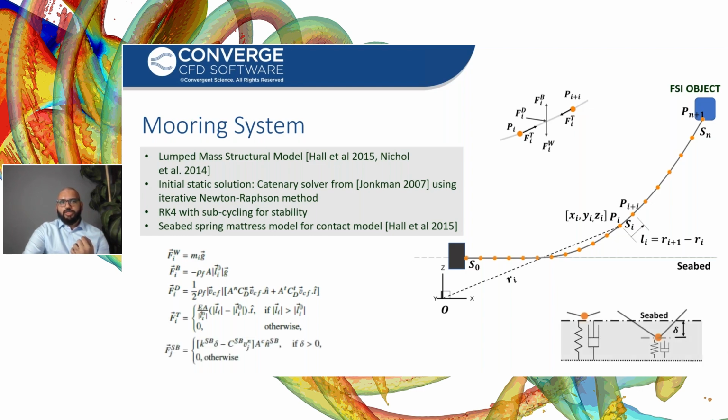And with that, we get a system of algebraic equations. We also have a model that can model the impact of the mooring lines onto the seabed. Currently we use a penalty-based method or a soft contact. Using this, we have a system of algebraic equations for each cable, which we solve using RK4 with subcycling for stability. And to get the initial configuration, we use a static solver. With this, we are able to solve a variety of offshore applications. I'll just show a couple of them in the next slides.